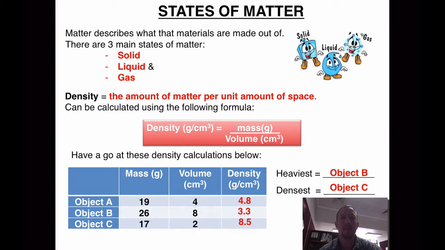Okay, well that explains density. I hope you found that useful. By all means, link this with your practical that you did in class, and hopefully you should be okay.